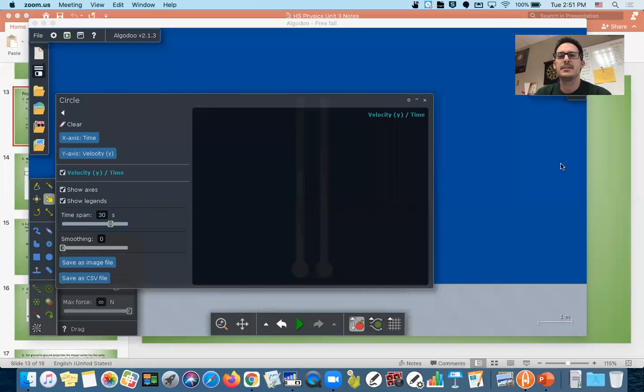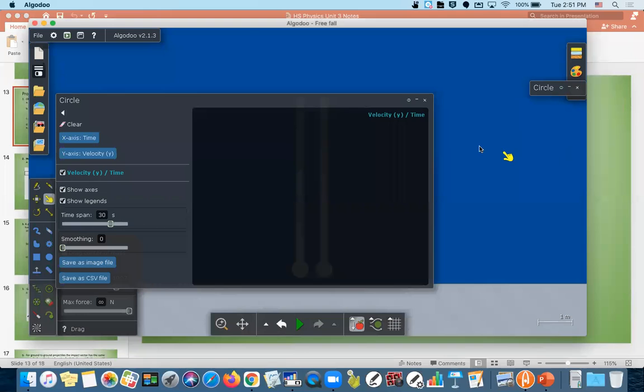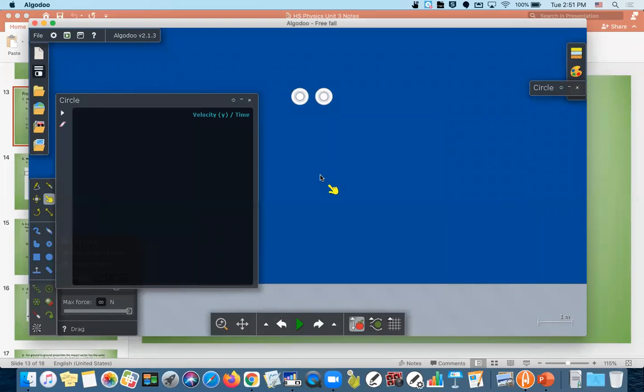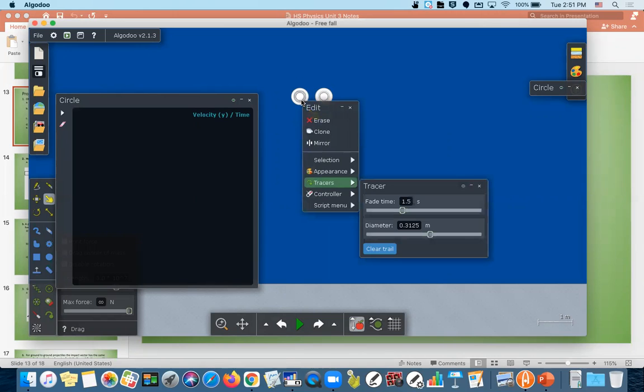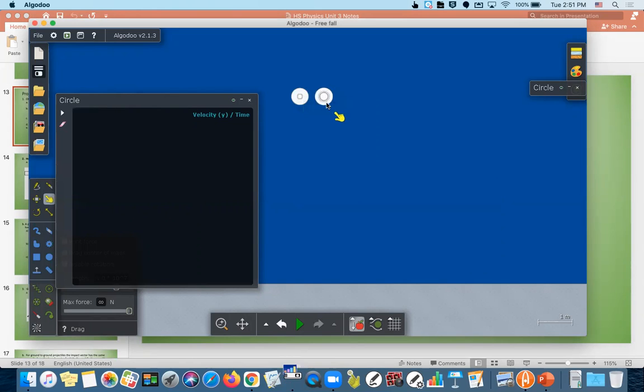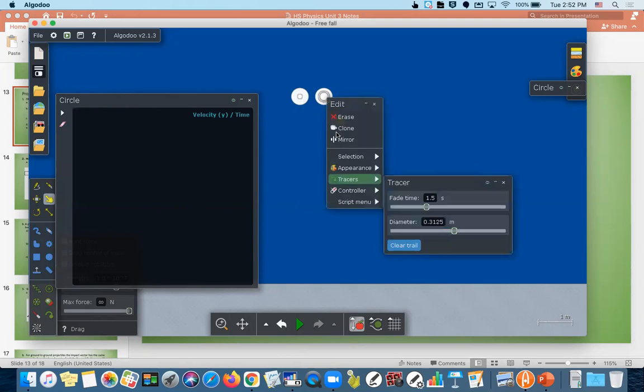But before we do that, I want to go to this simulation program we've used before called Algodoo. This simulation program just helps us physically see objects, and it does a pretty good job of graphing for us. These are two created objects I've put here, and you can change a lot about it. I put tracers on it so that you can see the object as it moves through the air. You can tell where it's been. And that's just going to be for a purpose here in a minute.